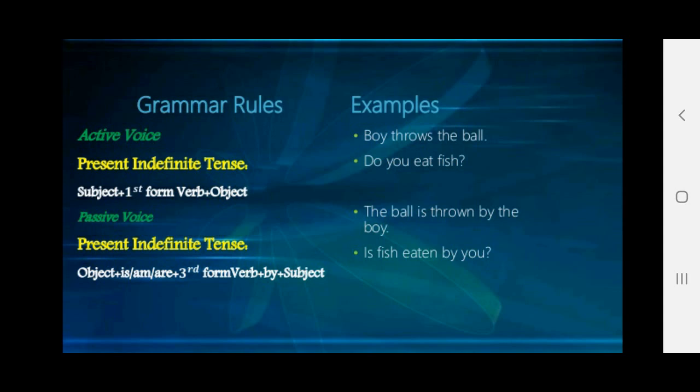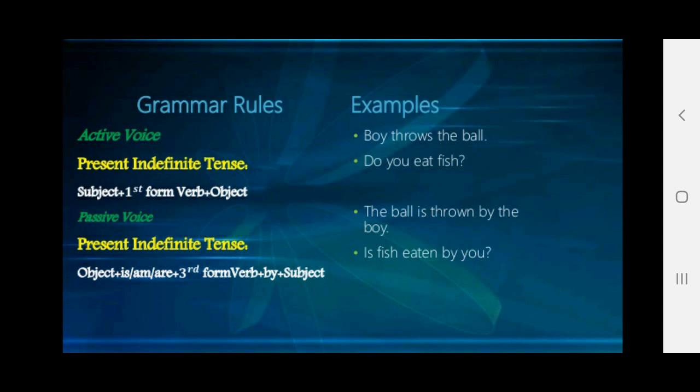And we have used the third form of the verb along with a helping verb. Similarly, the second sentence, do you eat fish? It is given in interrogative form. Suppose if the sentence is in assertive, it will be like this, you eat fish. So we can change it into passive like this, fish is eaten by you. But since it is an interrogative sentence, we have to convert into passive also interrogative.